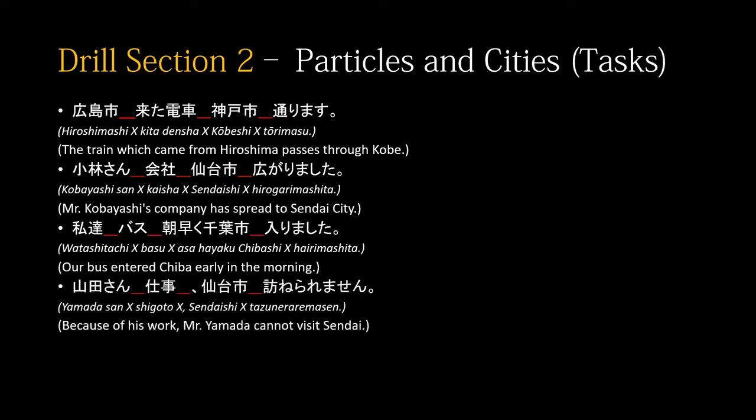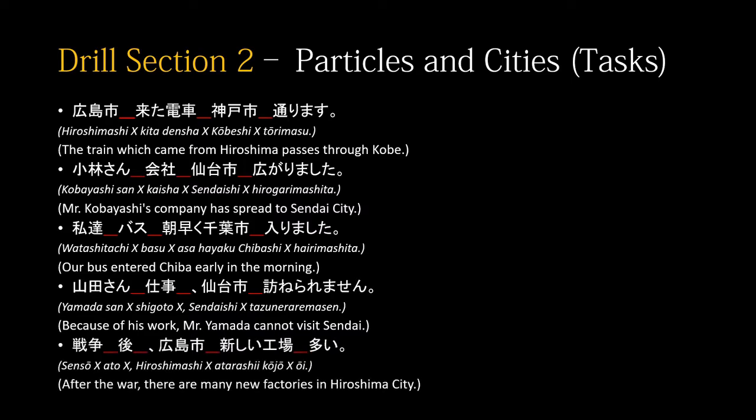Yamada-san, empty, Shigoto, empty, Sendai-shi, empty, tazuneraremasen. Because of his work, Mr. Yamada cannot visit Sendai. And our final sentence, Senso, empty, Ato, empty, Hiroshima-shi, empty, Atarashi Kojo, empty, Oi. After the war, there are many new factories in Hiroshima city.